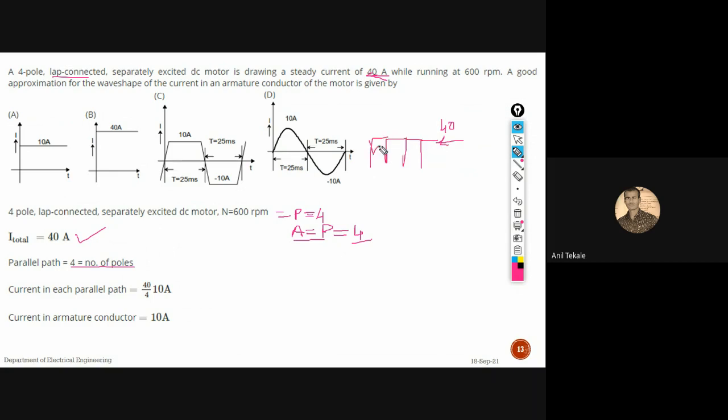So what will be the current? Will it be the same or different? The current has 4 paths, so how will the current be distributed in those 4 paths? It is distributed equally, which means it is divided by 4. So how much is the current? 10 ampere. So this answer is incorrect. So the first and second answers we will neglect.